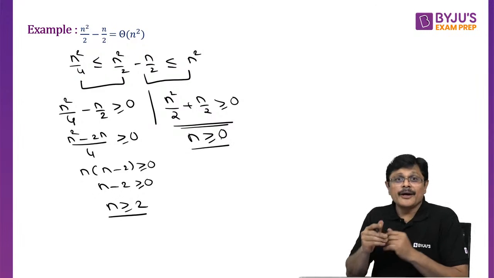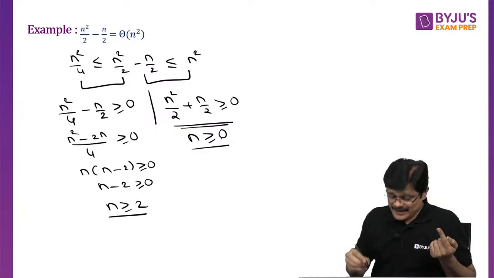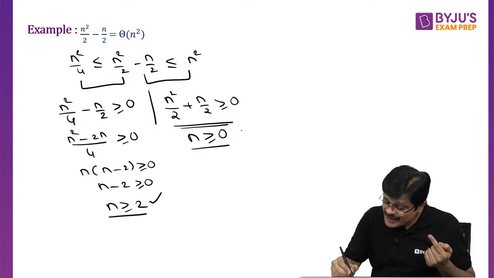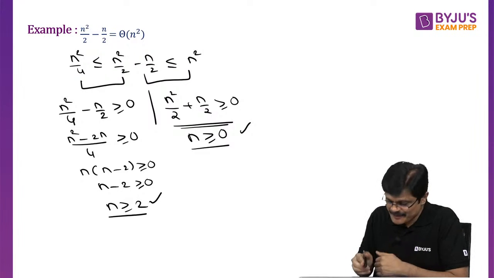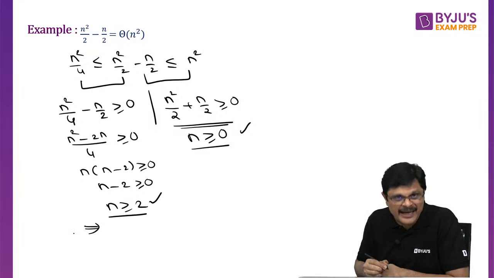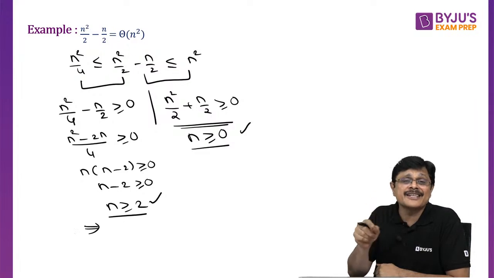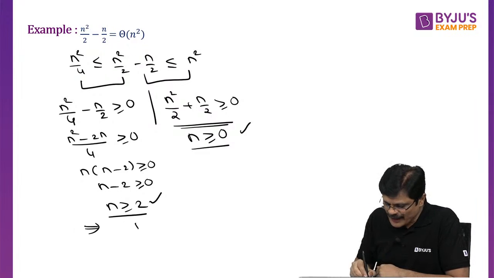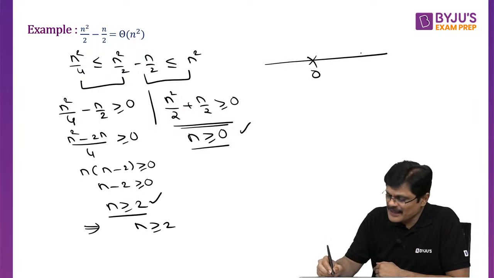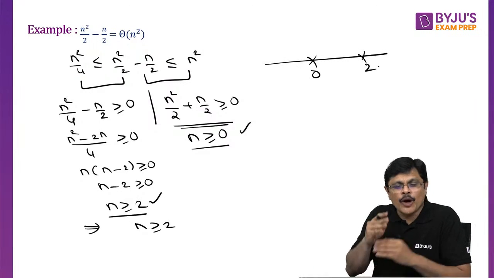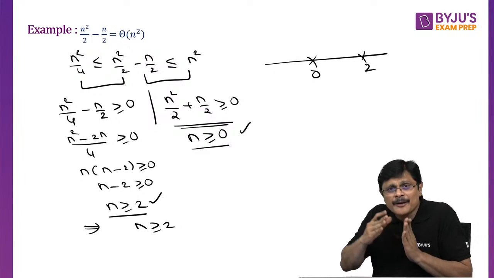So, both the conditions must be satisfied. This condition must be satisfied, this condition also must be satisfied. Both the conditions are satisfied when n is greater than or equal to 2. Because here 0 is this and 2 is here. I want something which is satisfied for both the conditions.